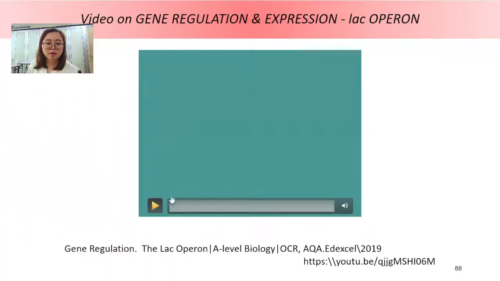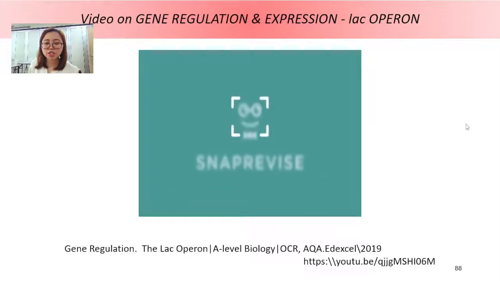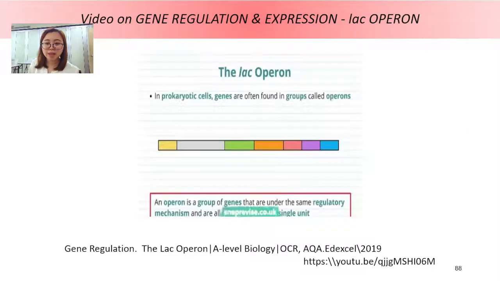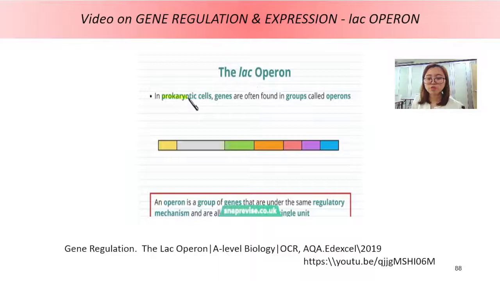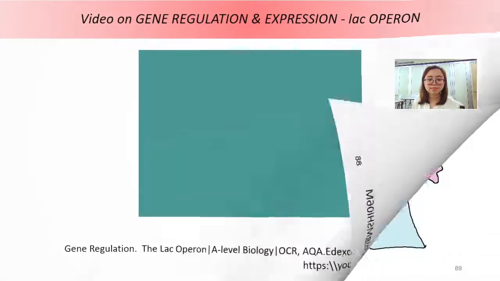Okay, so we also have this video on gene regulation and expression for lac operon. The lac operon has several parts to it, but we're going to go through each of these parts and talk about their functions. In prokaryotic cells, genes are often found in groups called operons. So actually what we tend to see is not just one gene on its own followed by another gene. We can actually find one or often more than one gene grouped together into a particular region.